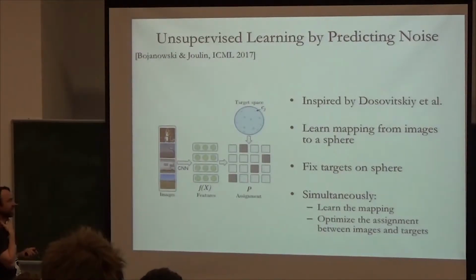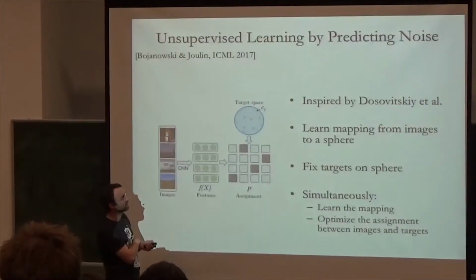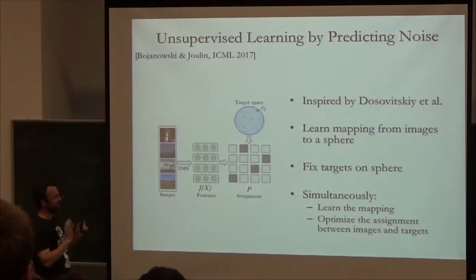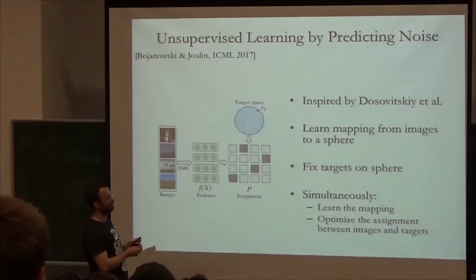I think this is a fun paper from some colleagues at Facebook, Piotr Bojanowski and Armand Joulin. The basic idea here, again applied to images, but you could apply it to many other domains too, there's nothing particularly special about it, is that you're going to learn to map images to random noise on the unit sphere, which seems a very weird thing to do.